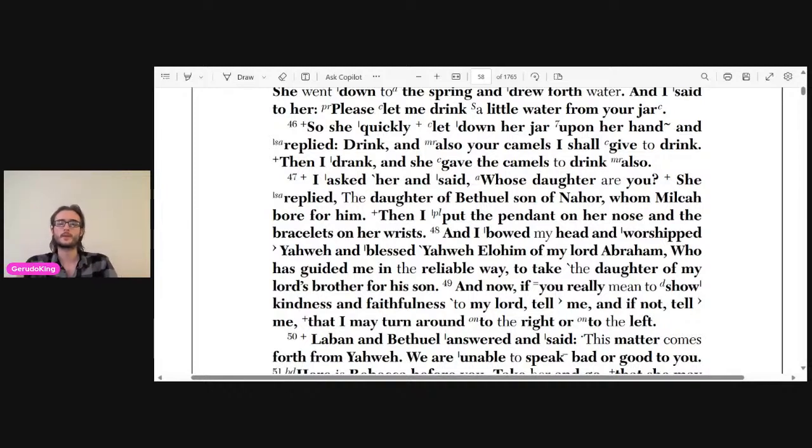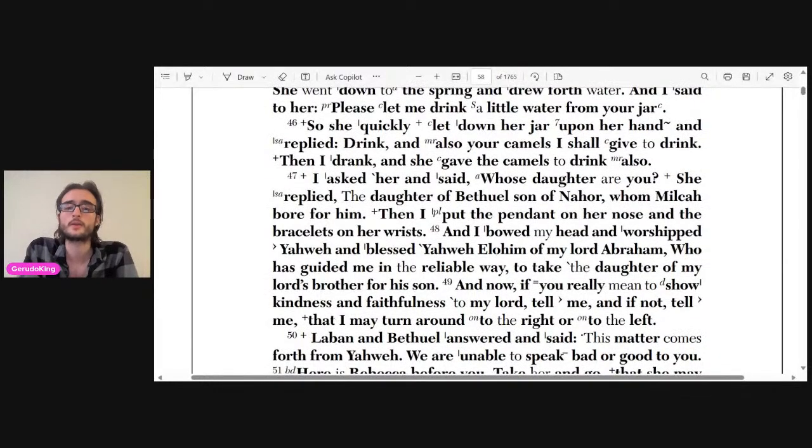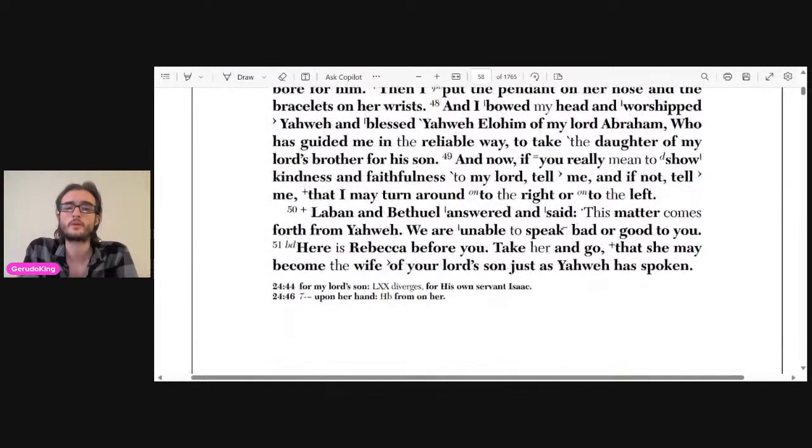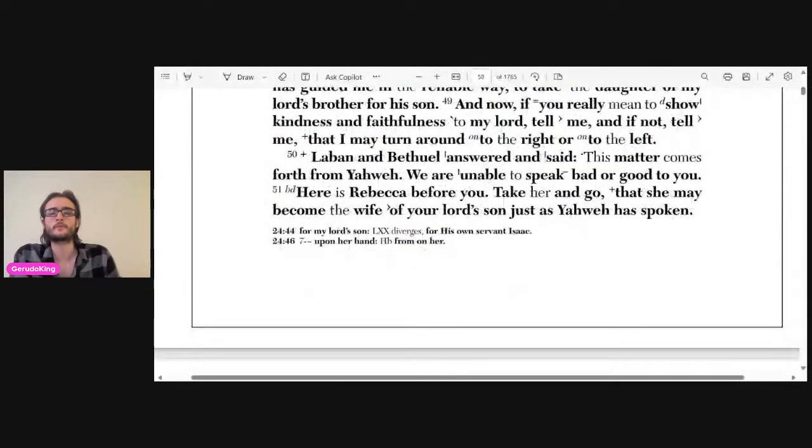Then I put the pendant on her nose and the bracelets on her wrists, and I bowed my head and worshipped Yahweh and blessed Yahweh Elohim of my Lord Abraham, who has guided me in the reliable way to take the daughter of my Lord's brother for his son. And now, if you really mean to show kindness and faithfulness to my Lord, tell me, and if not, tell me that I may turn around to the right or to the left.